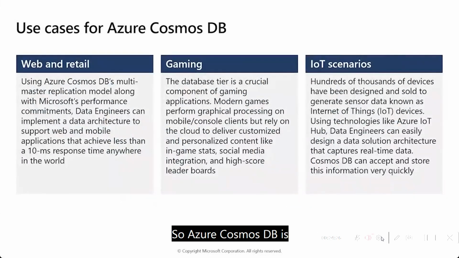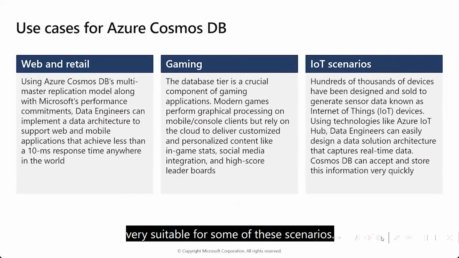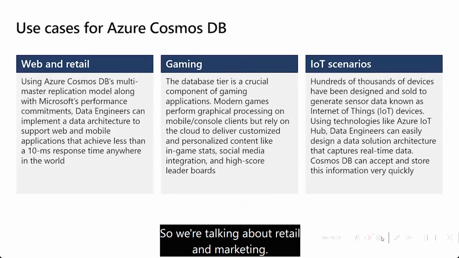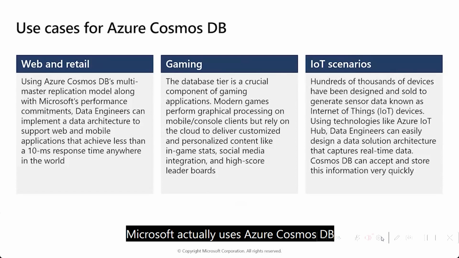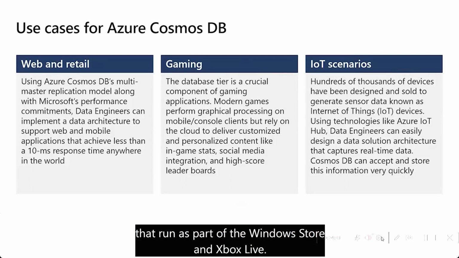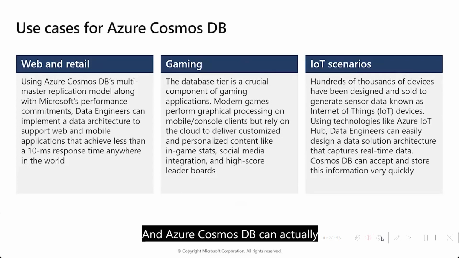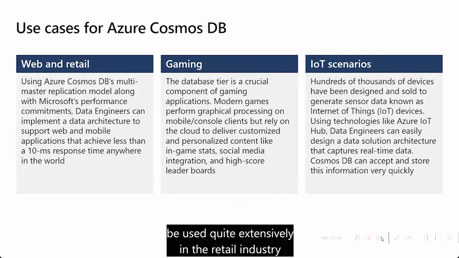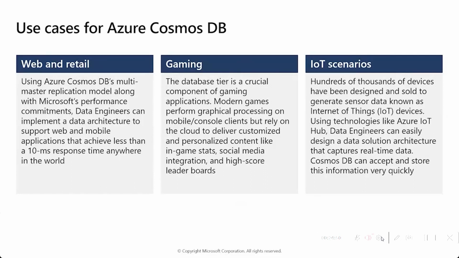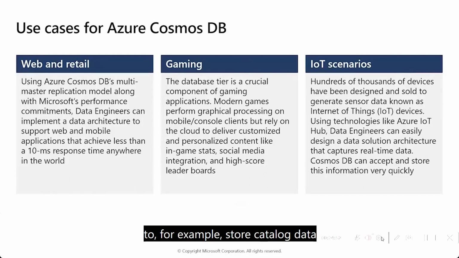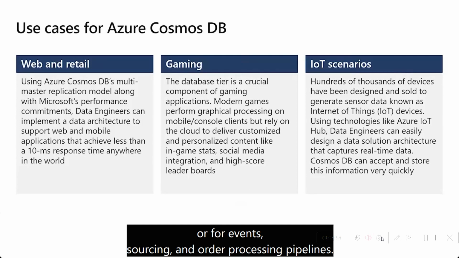So Azure Cosmos DB is very suitable for some of these scenarios. We're talking about retail and marketing. Microsoft actually uses Azure Cosmos DB for our own e-commerce platforms that run as part of the Windows Store and Xbox Live. And Azure Cosmos DB can be used quite extensively in the retail industry to, for example, store catalog data or for event sourcing in order processing pipelines.